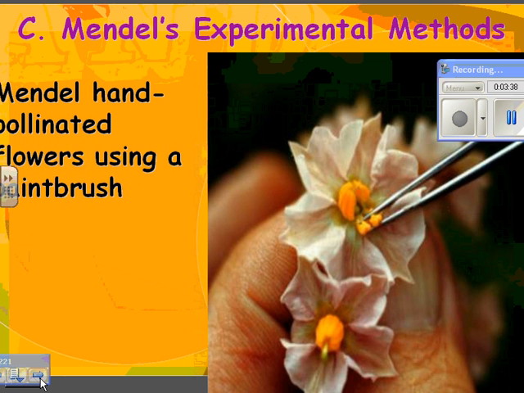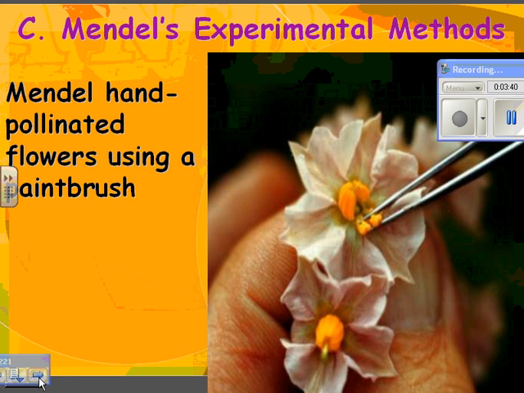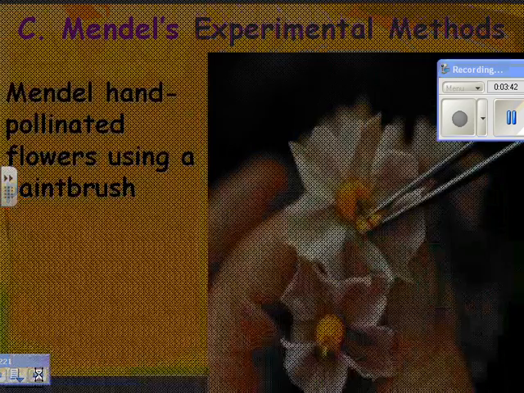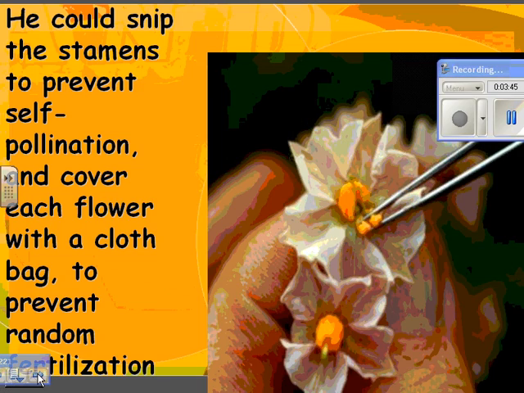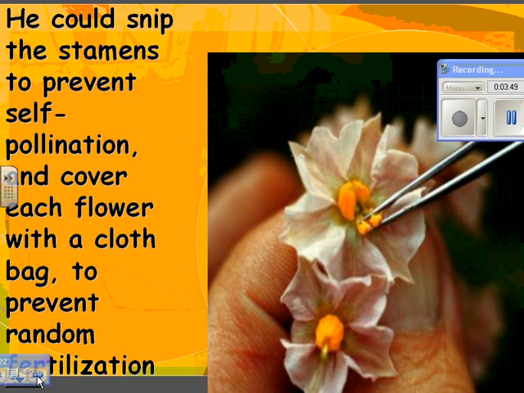So Mendel hand-pollinated flowers using a paintbrush. Pretty meticulous work when you figure there were 28,000 of them. So he could snip the stamens, the male parts, and prevent self-pollination, and then he could cover each flower with a cloth bag to prevent random fertilization. So once he took off the male parts and then fertilized the female parts, he'd put a bag over the whole thing to make sure that he knew exactly who fertilized him.